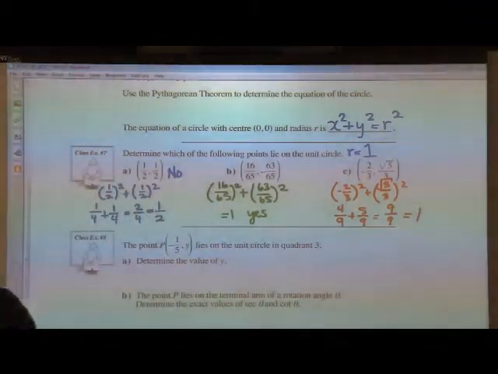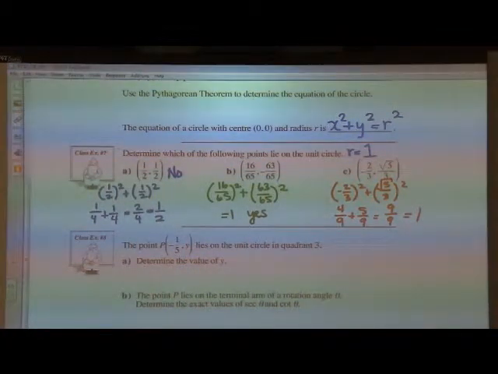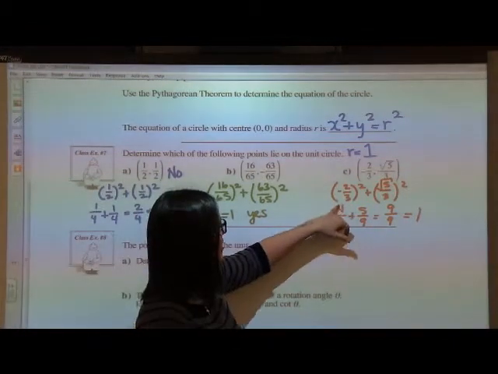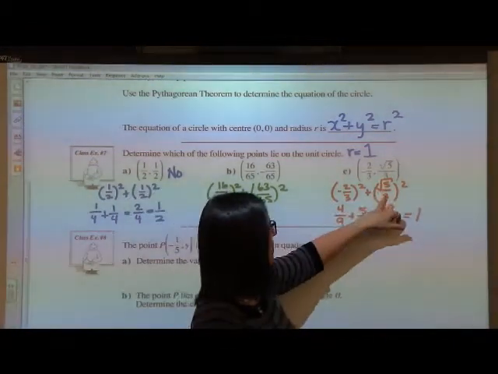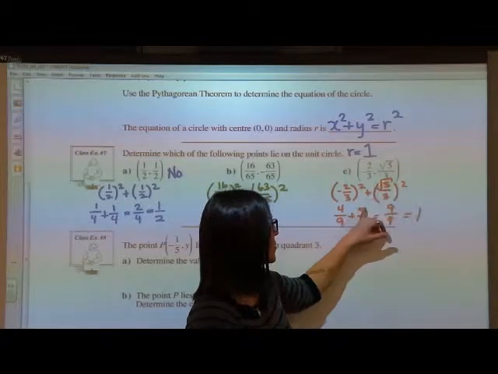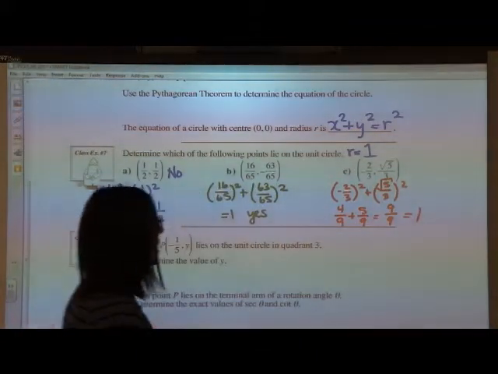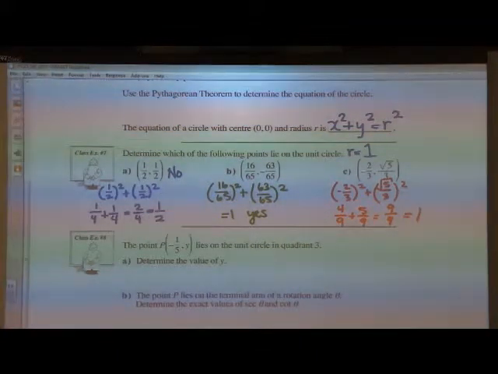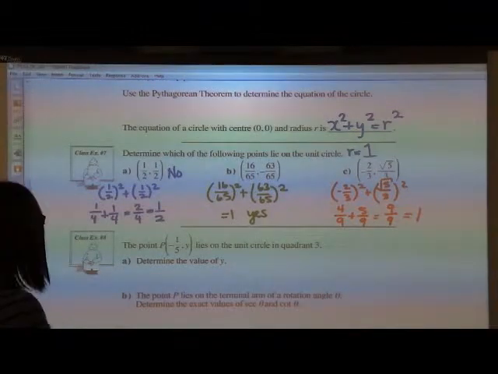So I could do this on my calculator, or I could do this using mental math skills. 2/3 squared is 4/9. Root 5 over 3 squared. Root 5 squared is 5. 3 squared is 9. 5/9 plus 4/9 is 9/9, which equals 1.